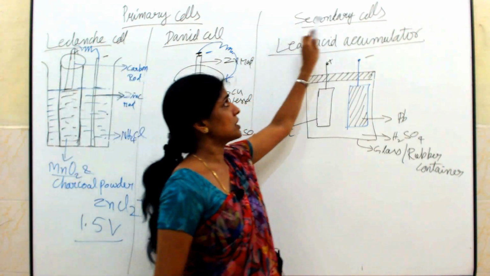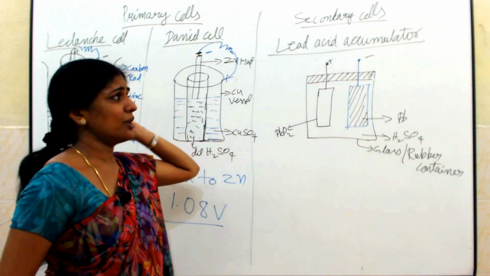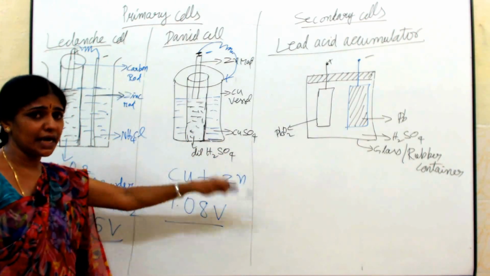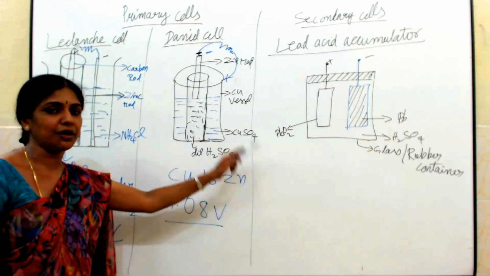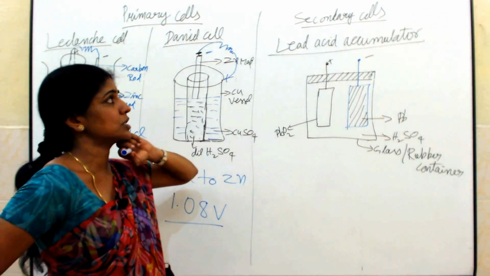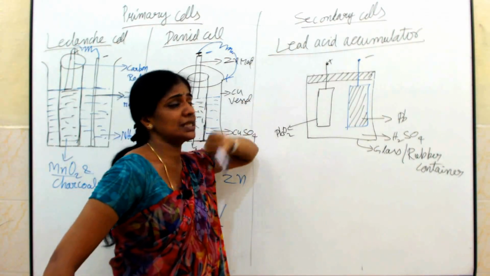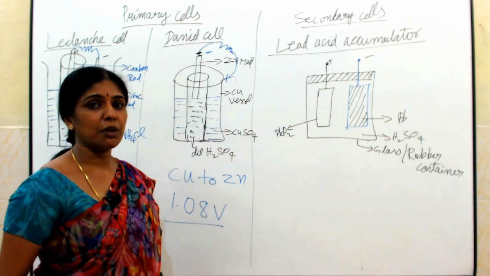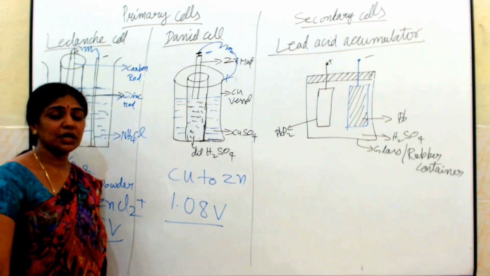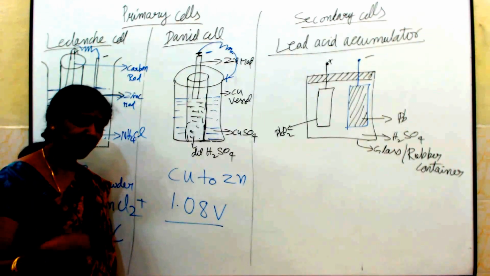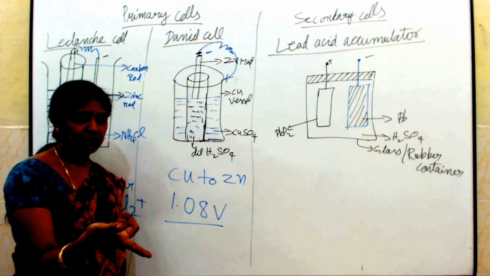But the main use of the secondary cells is, I can use the same cell again and again by getting back the active materials. This is the major use of your secondary cells. Where can you see the secondary cells? Yeah, when you are using a mobile, what are you doing? When the charge is gone, again what will you do? You will recharge, isn't it?